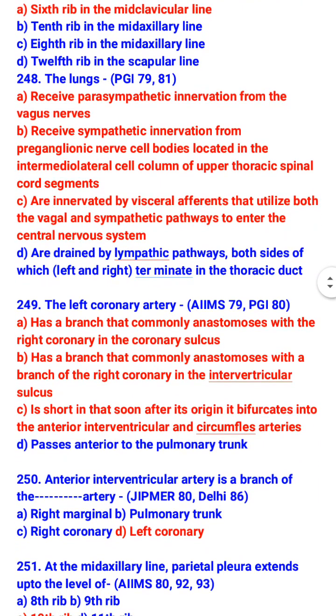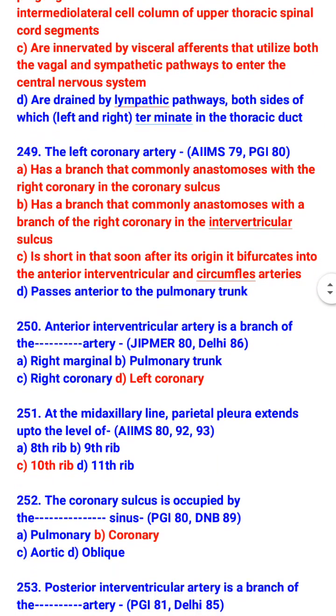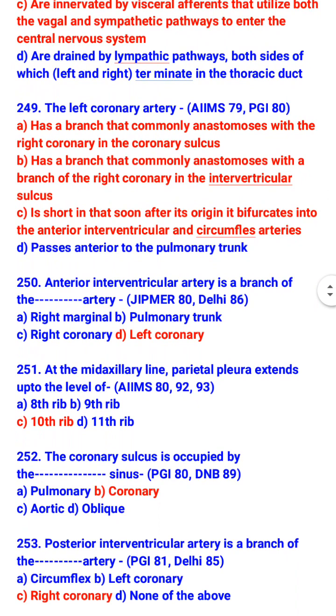The left coronary artery has a branch that commonly anastomoses with right coronary in the coronary sulcus. Left coronary artery has a branch that commonly anastomoses with the branch of right coronary in the interventricular sulcus, and it is short in that soon after its origin it bifurcates into the anterior interventricular and circumflex arteries. Anterior interventricular artery is a branch of left coronary artery.